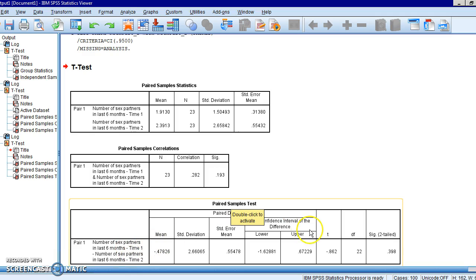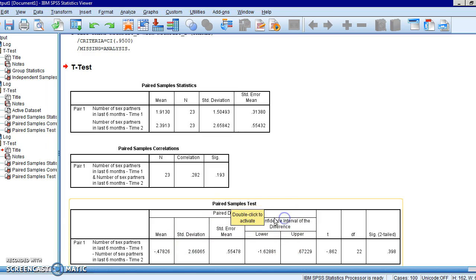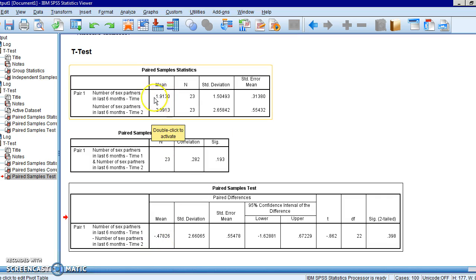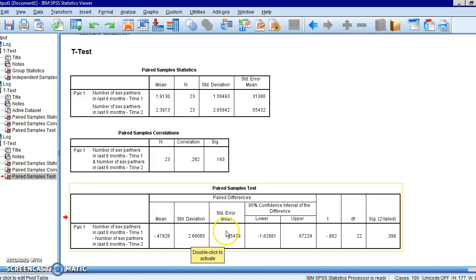Everything in this box is differences. This is the mean difference, and the reason it's negative is because it subtracted time 1 from time 2. This is the difference as far as your standard deviation, and so forth. And this is your confidence interval. We're going to come back to this because it also reiterates what we're going to find out.